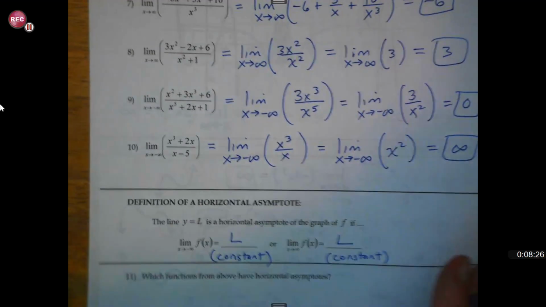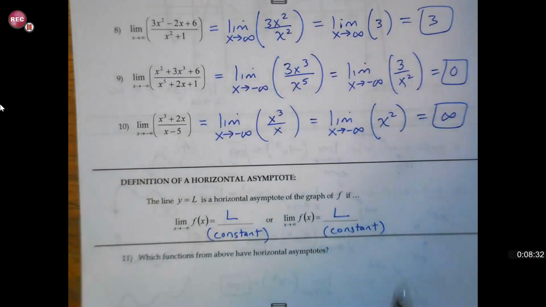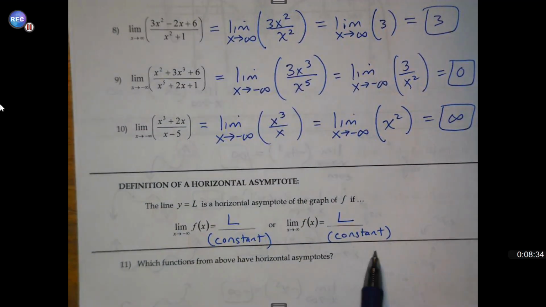All right, so if the left end is approaching, let's say, 5, and the right end is approaching 3, well, your graph would just have 2 different horizontal asymptotes, one at 5 on the left side, one at 3 on the right side, and that's okay.